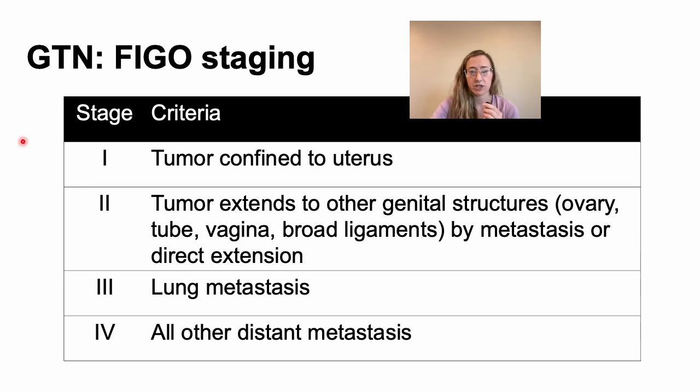This is the FIGO staging. The most important thing here is that lung mets, stage 3, is very highly tested upon because usually lung mets will be in stage 4, but for GTN, since it's so common, it is stage 3.